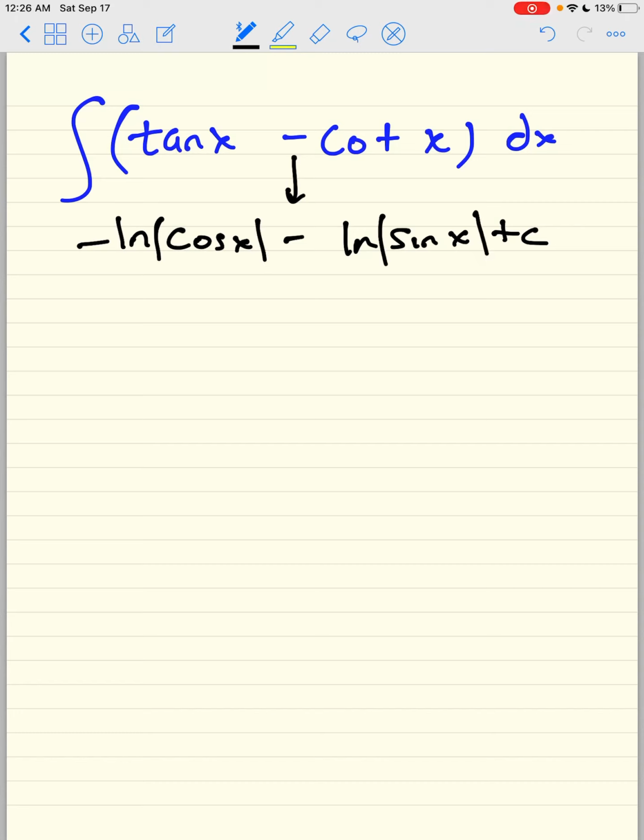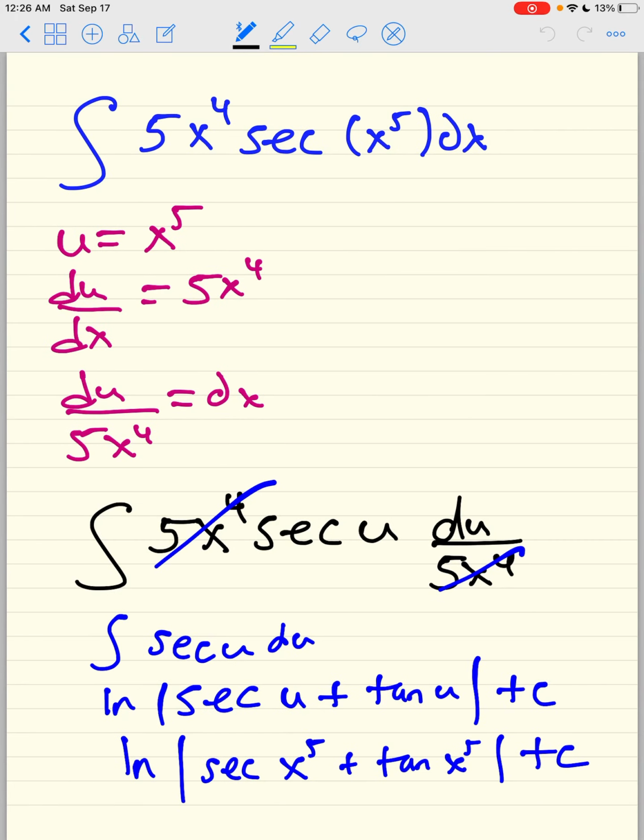So those are just straight integrals. The next one is a product. You can't integrate products. What you want to do is make sure that, for trigonometric functions, most likely your angle is going to be your u. So we have x to the fifth as our u. We're going to set that equal to u.